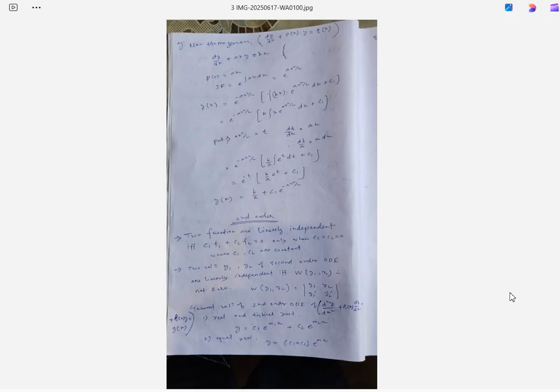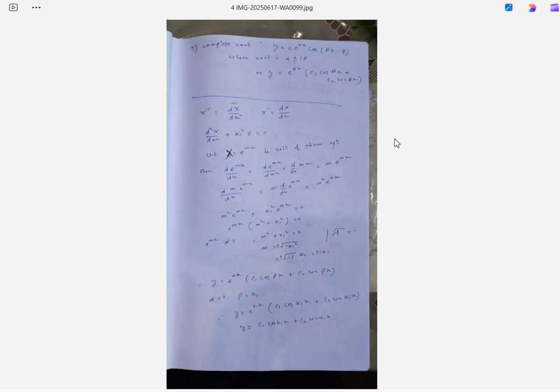Well, if the roots of this equation are real and distinct, then the solution will be y is equal to c1 e to the power m1 x plus c2 e to the power m2 x. If roots are equal, then the solution will be c1 plus c2 x e to the power mx. If roots are complex, then we will get y is equal to c e to the power alpha x cos beta x minus phi, or e to the power alpha x, c1 cos beta x plus c2 sin beta x.